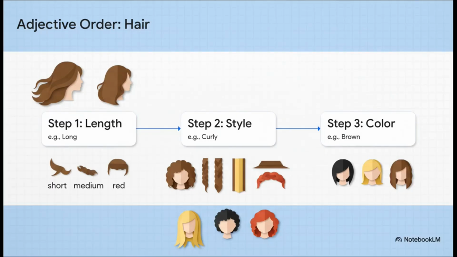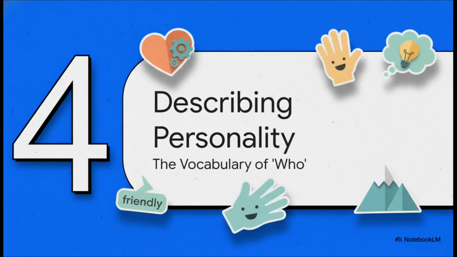And hey, one more quick grammar tip. When you're using a few adjectives to describe hair, English speakers usually follow a specific order. You start with length, then you talk about the style, and finally, the color. So you'd say, she has long, curly, brown hair. All right, we've totally got appearance covered.